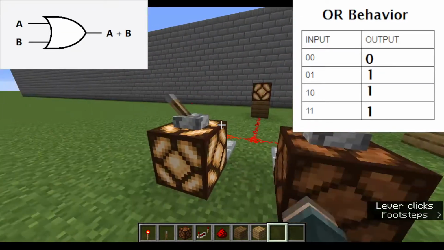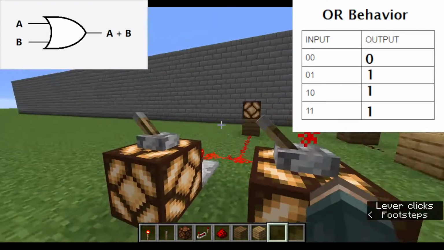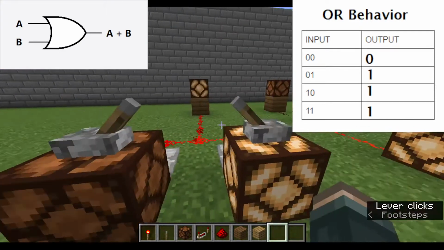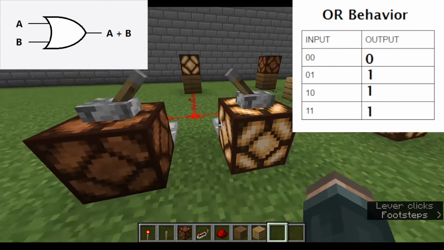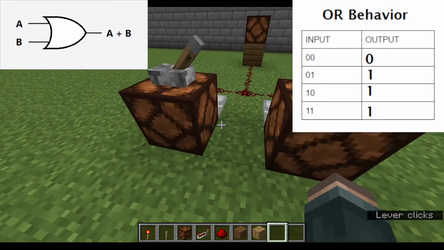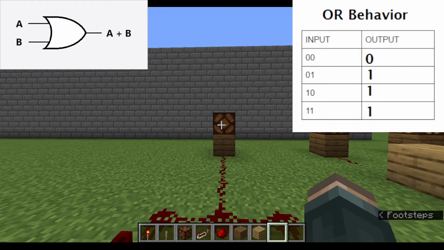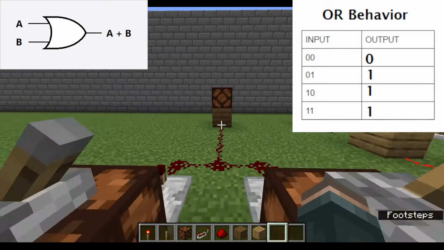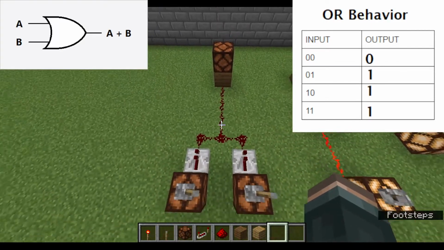So if one of them is on, the output is still on. If both of them are on, the output is still on. And if the other one is on, the output is still on. And of course, if both of them are off, it's still off. So it looks like our truth table checks out. So there is our OR gate.